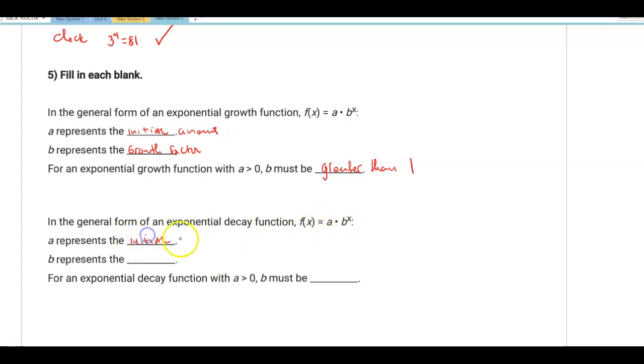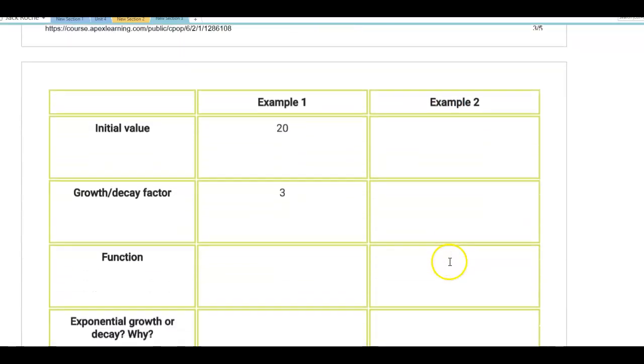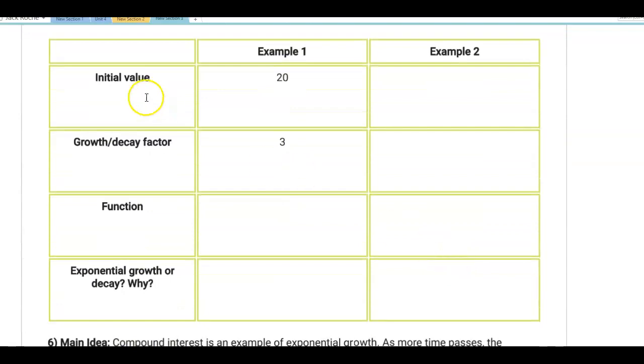Now, in the general form for an exponential decay function, a represents the initial amount again. B represents the decay factor. And for an exponential decay function with a greater than 0, meaning your initial amount is greater than 0, b must be between 0 and 1. Okay?